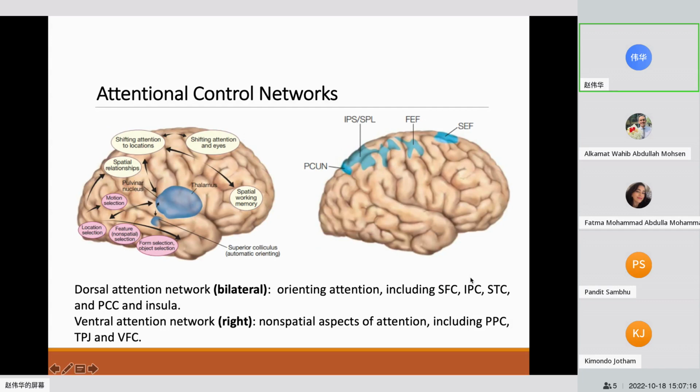insula. On the other hand, there is the other attention network called the ventral attention network, but it is more involved in the right side regions. It is concerned with the non-spatial aspects of attention, such as feature attention, including PPC, TPG, and VFC. These two control systems interact and cooperate to produce normal behavior.